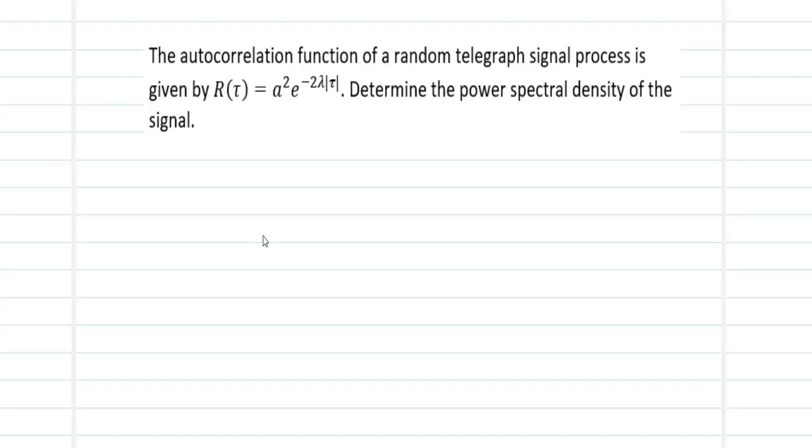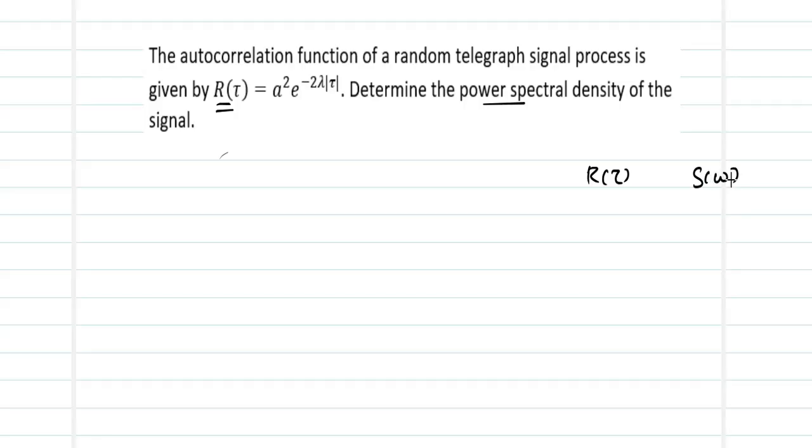The problem goes like this: the autocorrelation function of a random telegraph signal process is given by R(tau) equal to a square e to the power minus 2 lambda modulus of tau. We will have to determine the power spectral density of the signal. So what has been given to us? We have been given an autocorrelation function and we have been asked to find the power spectral density. Given R(tau), we have to find S(omega). And how are these things related?